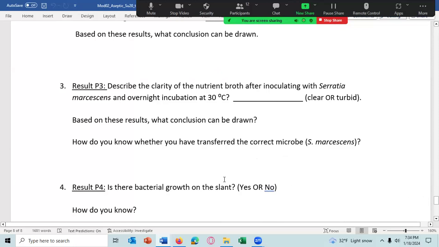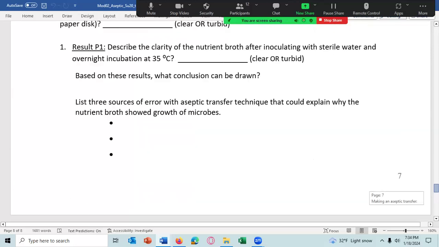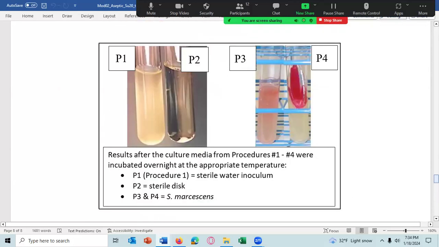All right. How do you know whether you've transferred the correct microbe, which is Serratia marcescens? How do you know if you transferred the correct microbe? Anyone? All right, think about it. That's one of the questions.